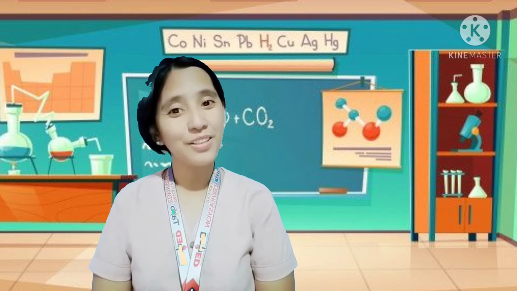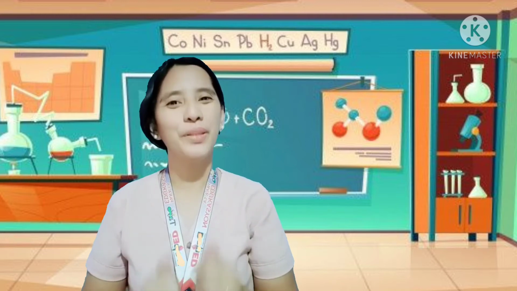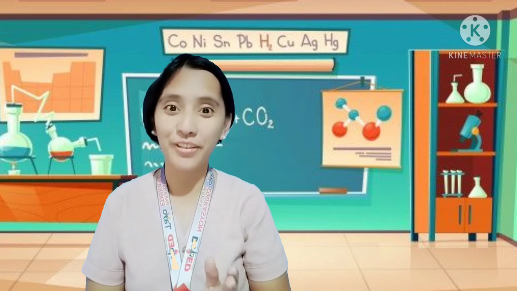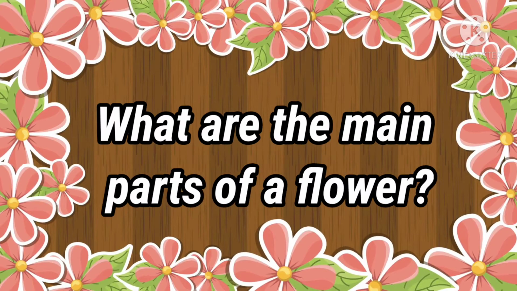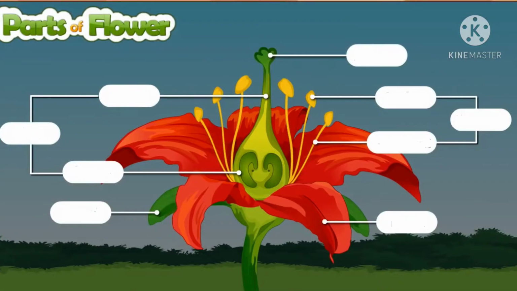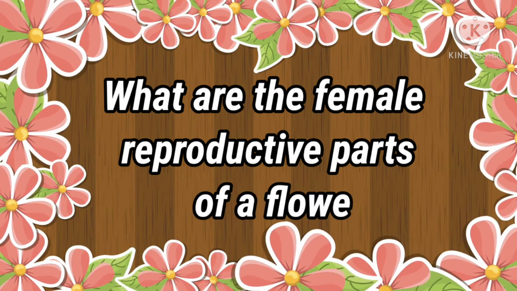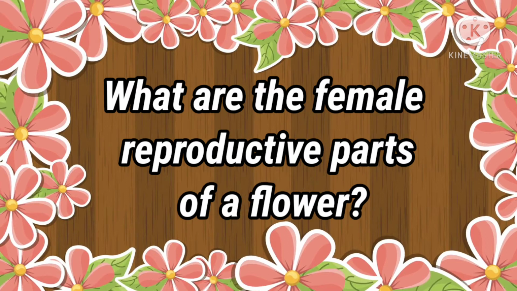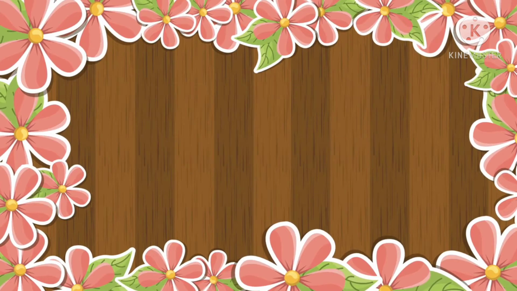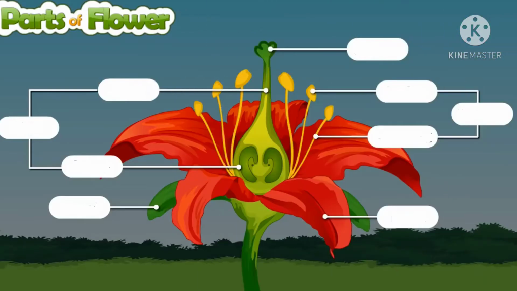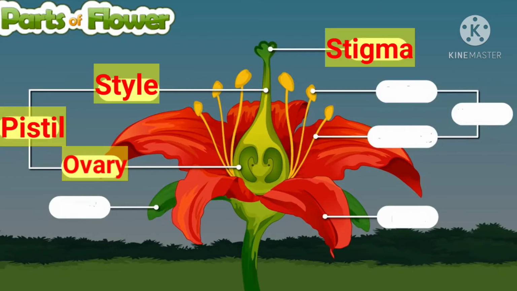So kids, did you learn something from the video today? Well, that's good. Now let's see what you have learned. What are the main parts of a flower? Yes, that's correct. The main parts of a flower are sepals, petals, pistil, and stamen. What are the female reproductive parts of a flower? Excellent! The female reproductive part of a flower is called pistil. It is composed of stigma, style, and ovary.